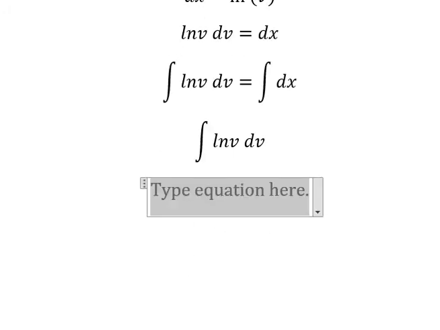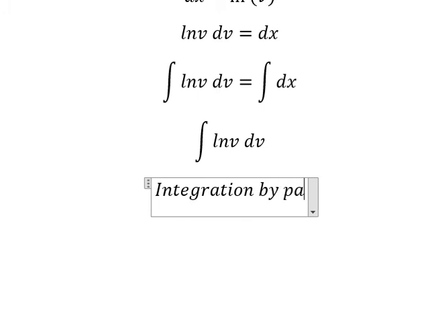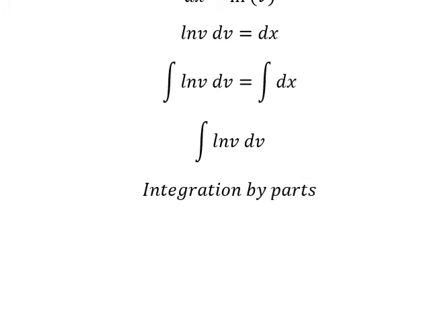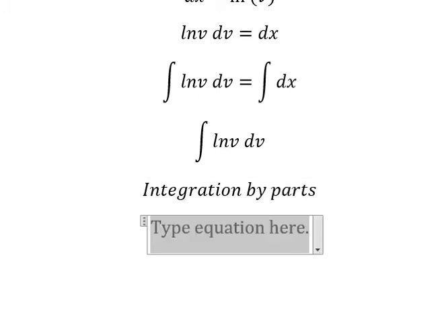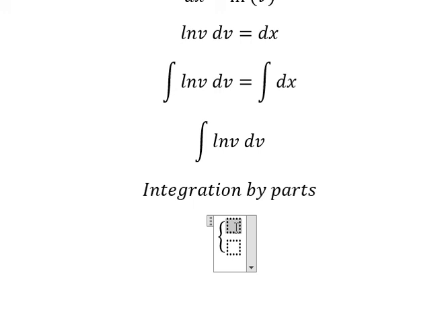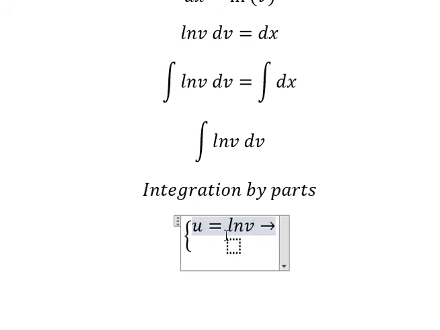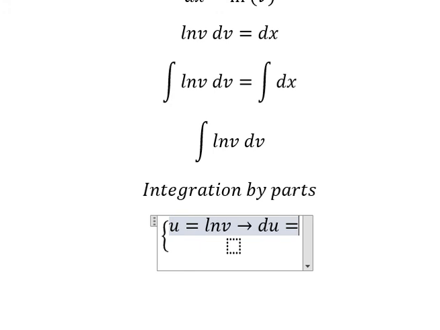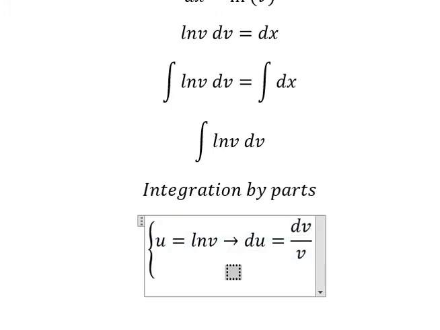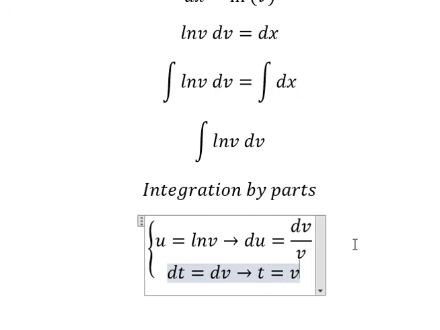We can use about integration by parts. So I need to put about u equals to L and v. Later that we do first derivative for the both sides, and we have the u equals to dv over v. And the next one I will put about dt equals to dv. The integration of this one, we got about t equals to v.